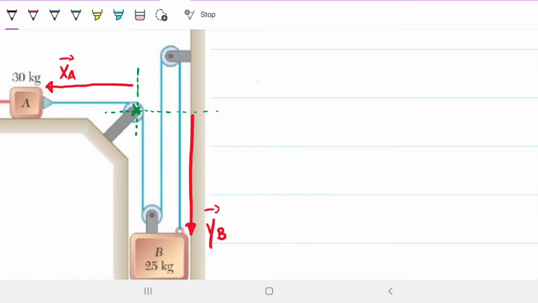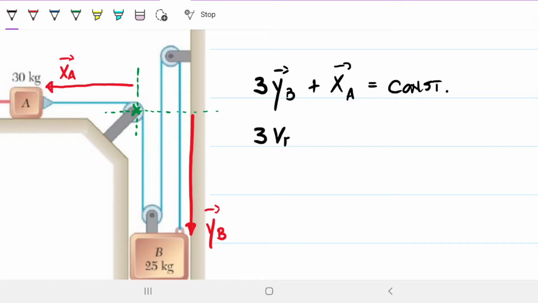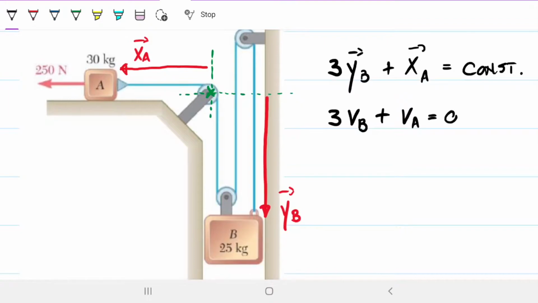So first of all, 3 times my YB plus 1 times my XA, plus whatever else you want to consider, is a constant. Therefore, if I differentiate this, I'm going to have 3 times the velocity of B plus the velocity of A has to be nil, right? It has to be 0. And we can do that once again for acceleration if we want to solve it without using the energy approach.